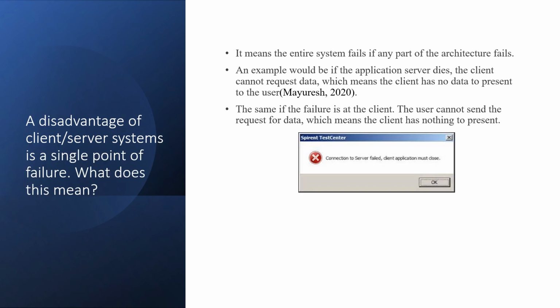A disadvantage of client-server systems is a single point of failure. What does this mean? It means the entire system fails if any part of the architecture fails. An example would be if the application server dies, the client cannot request data, which means the client has no data to present to the user. The same applies if the failure is at the client. The user cannot send the request for data, which means the client has nothing to present.